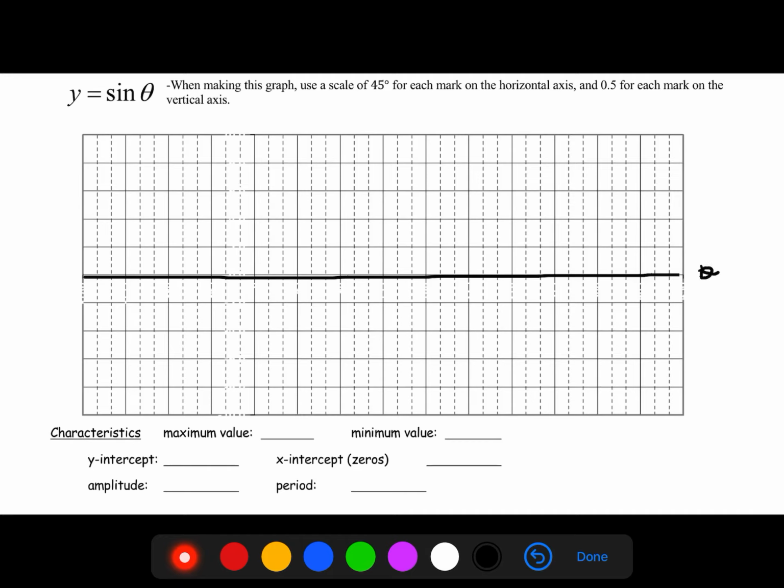So we saw that from our table, we have our theta axis and we have our y-axis. We want to think about how we're going to plot these points. So for y, the biggest value that we had is 1. The smallest value that we had is negative 1. So we're going to use 0.5 as each of our y scale. So we're going to put 1 and negative 1. We know 1 was our maximum.